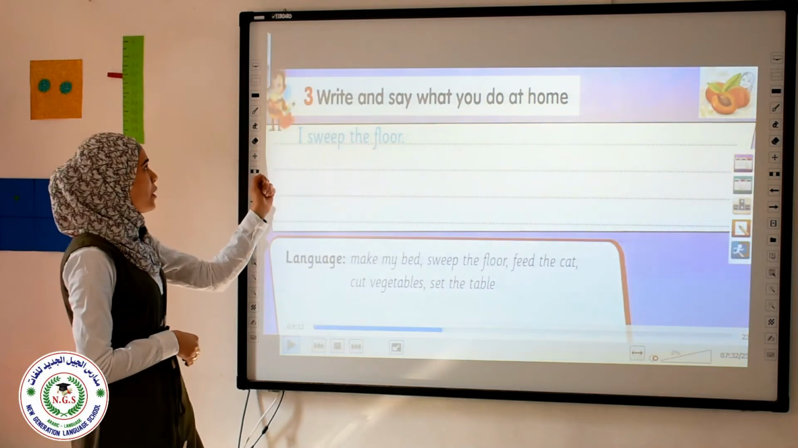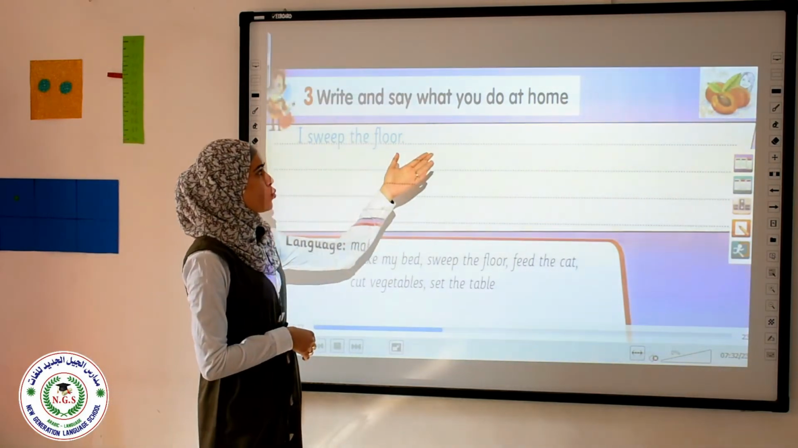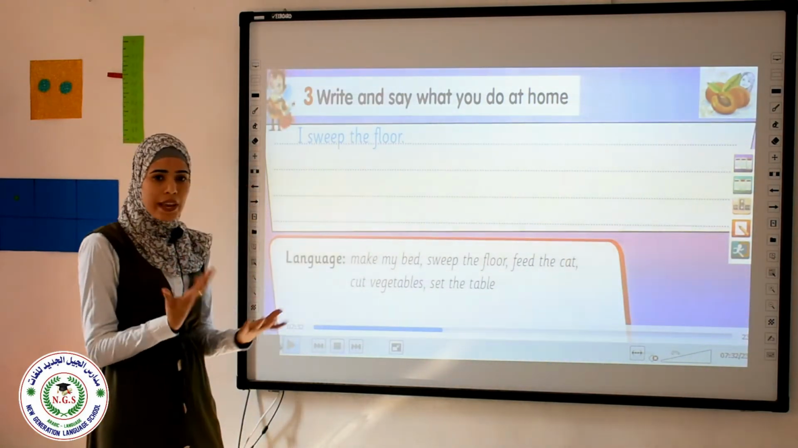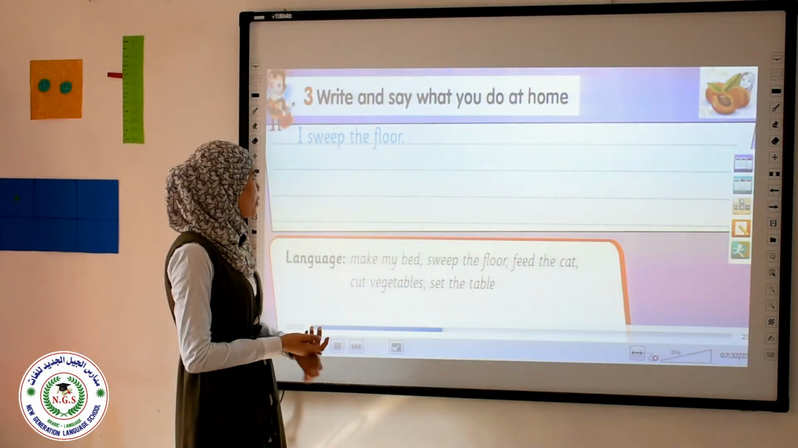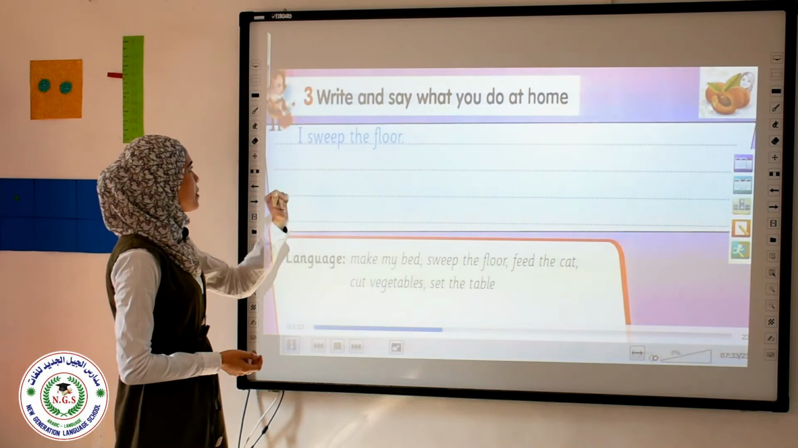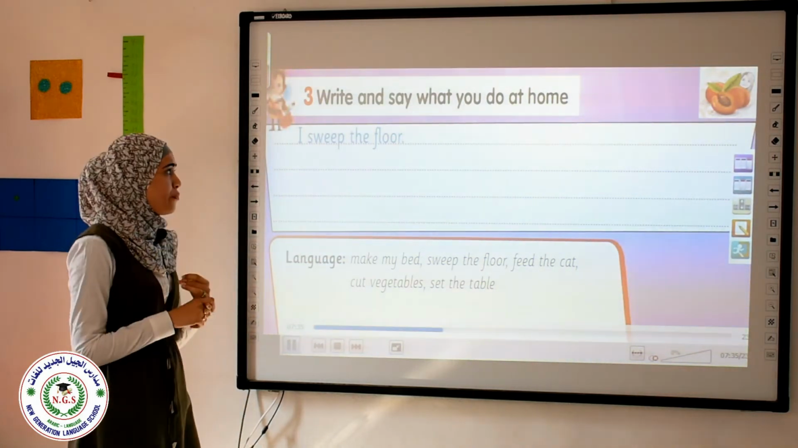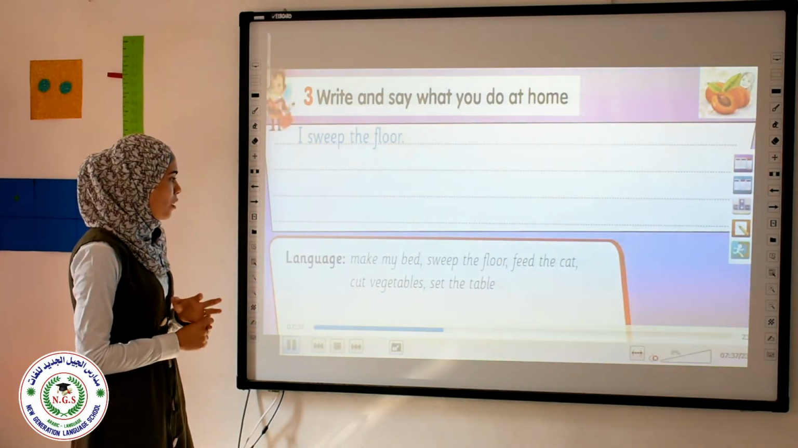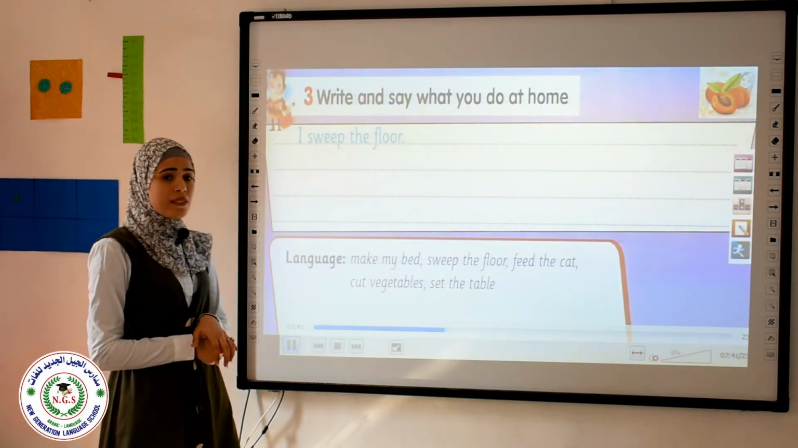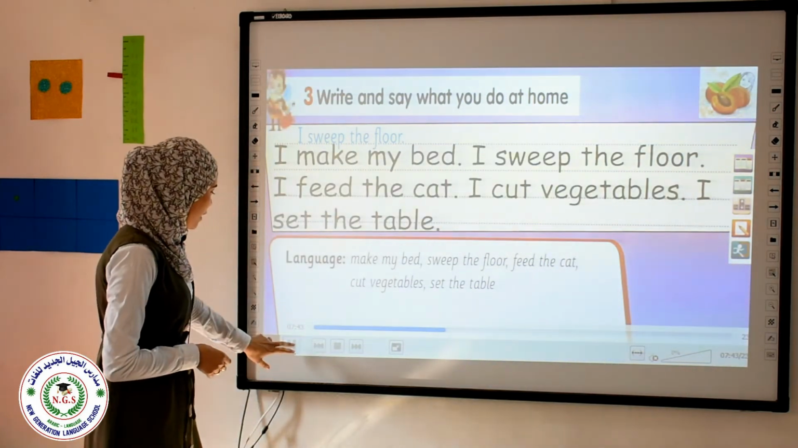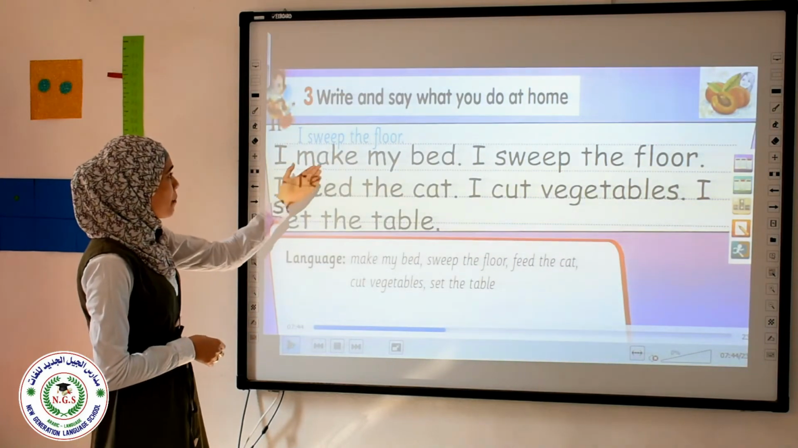Exercise number three, we have write and say what you do at home. What can you do at home? How do you help your dad or your father? Number one, I sweep the floor. What else? I feed the cat. I cut vegetables. I set the table. Okay. Here, I make my bed.